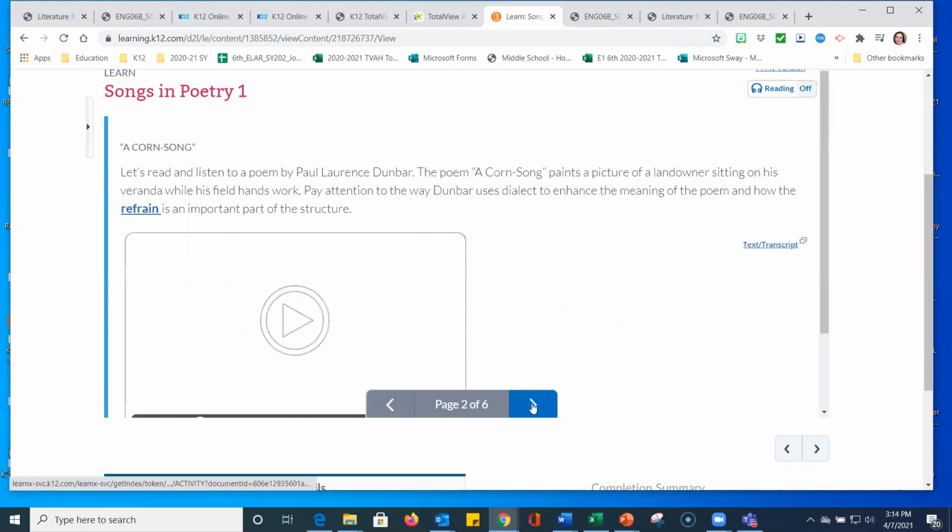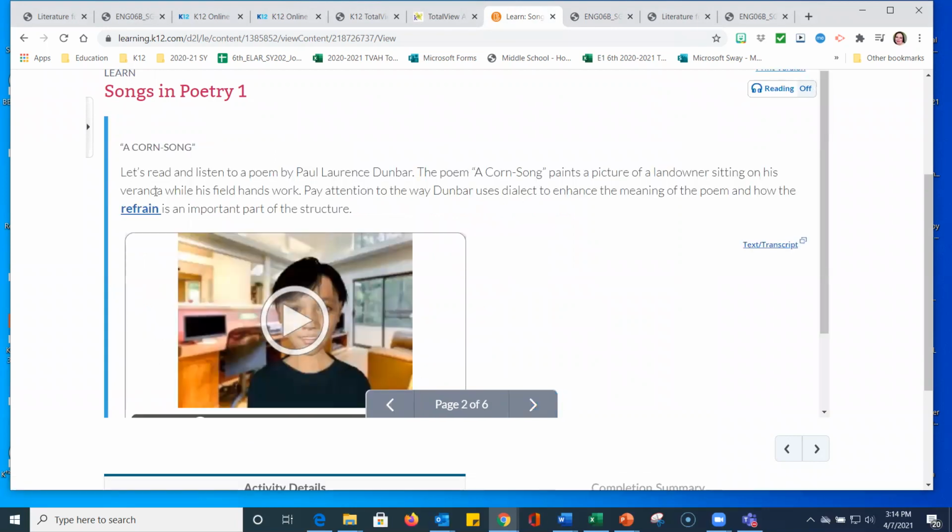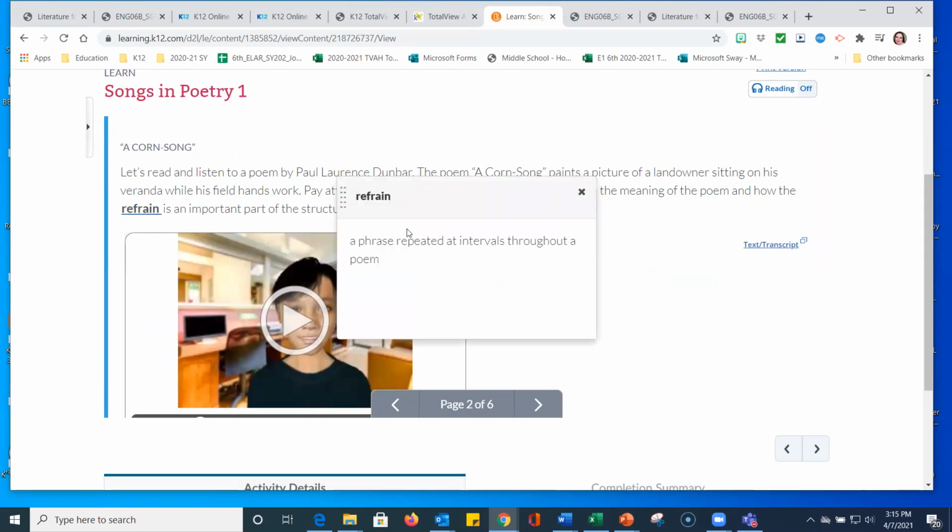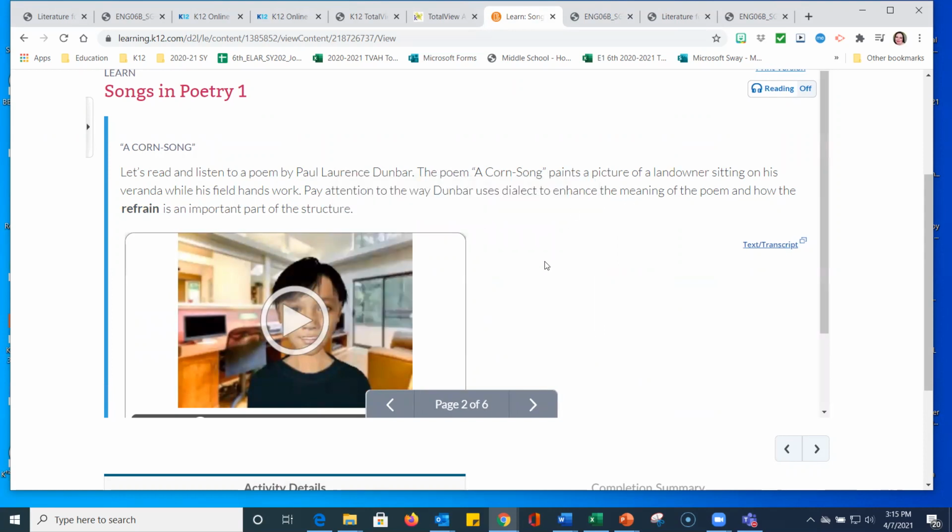Slide 2. A Corn Song. Let's read and listen to a poem by Paul Laurence Dunbar. The poem A Corn Song paints a picture of a landowner sitting on his veranda while his field hands work. Pay attention to the way Dunbar uses dialect to enhance the meaning of the poem and how the refrain is an important part of the structure. A refrain is a phrase that's repeated at intervals throughout the poem, kind of like what we'd say the chorus of a song.